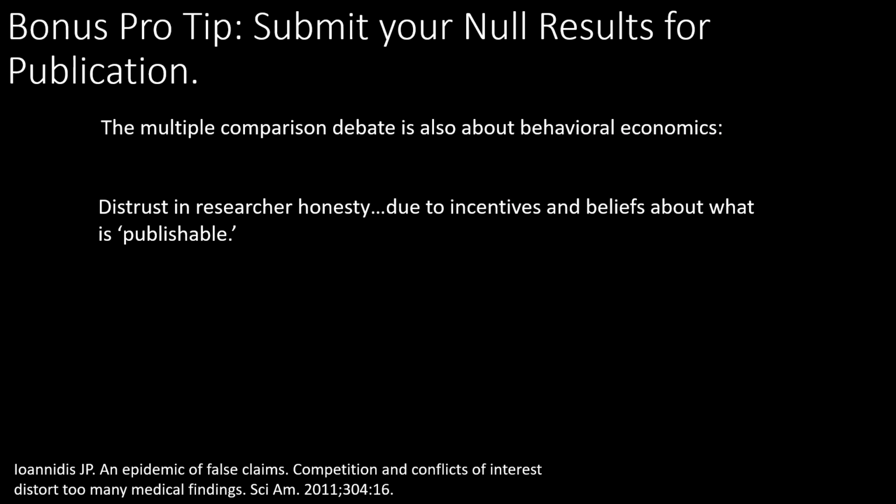What I hope you're seeing here is that the debate about multiple comparisons is not necessarily about the math, but in some sense, it's about the behavioral economics. It's about this trust and honesty issue, or the concerns about the honesty issue. In other words, distrust in the honesty of researchers. And this has more to do with what the incentives of making these decisions are and what the beliefs are about what's publishable.